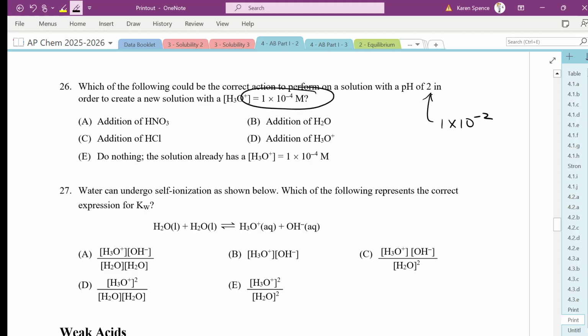Yes? So addition of water would work. You don't want to add acid because that'll make it more concentrated. So that's like this one, this one, this one, and we're not there, so it's got to be B. Yeah? Brian?